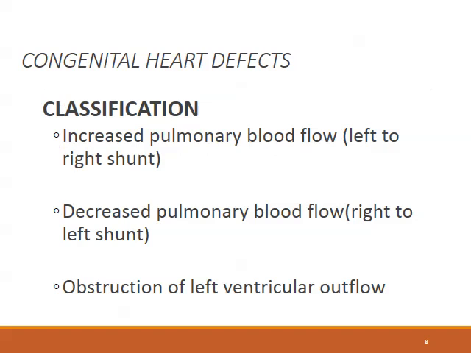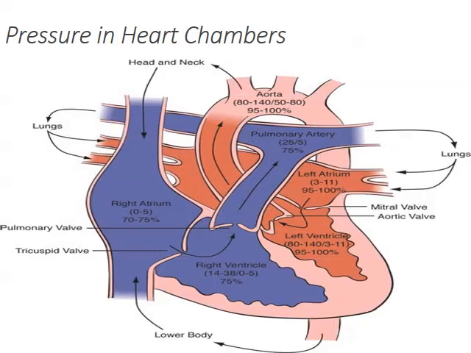Now, classification is done through increased pulmonary blood flow, left to right shunt, and decreased pulmonary blood flow, that's right to left shunt, and then obstruction of the left ventricular outflow. So pressure in the heart chambers is important for you to review assessment of the child with CHD alterations. So look back in your book.